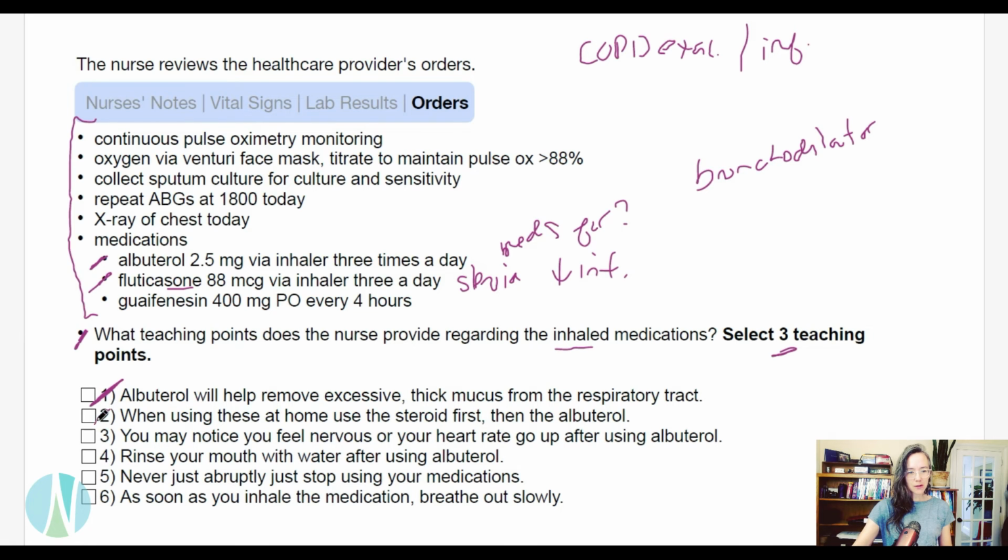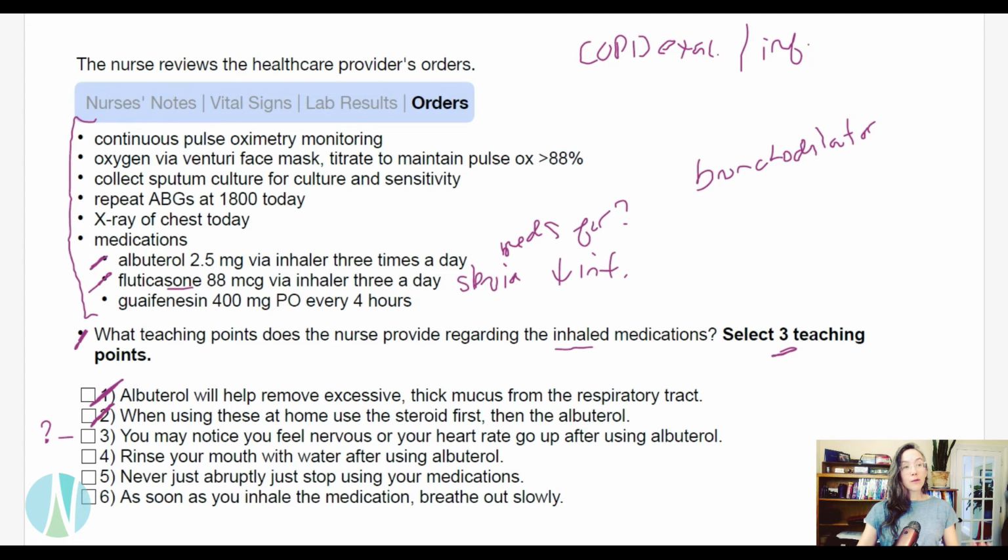So it's written backwards, so not that one. You may notice you feel nervous or your heart rate go up after using albuterol. Okay, well that one starts to kind of seem to go in the realm of side effects. So is that a side effect? I'm not really sure, maybe. So maybe you can just question that one. Rinse your mouth with water after using albuterol. I mean, you got to know content, right?